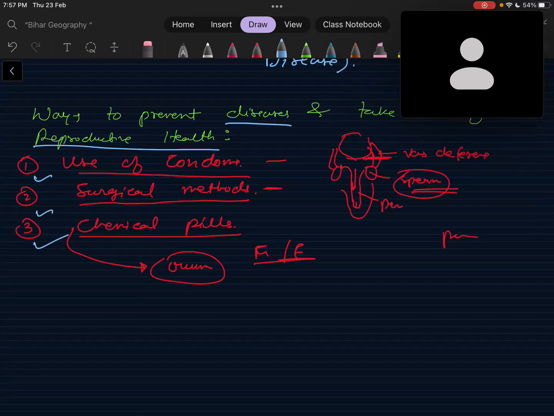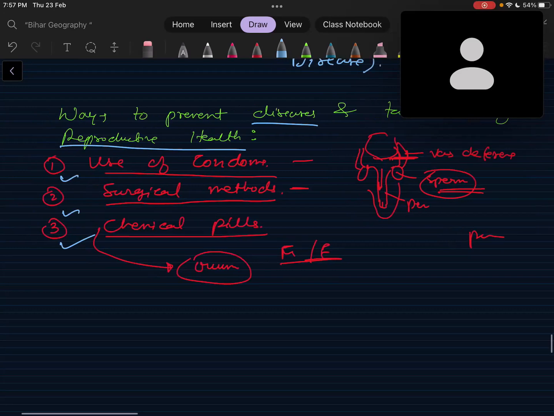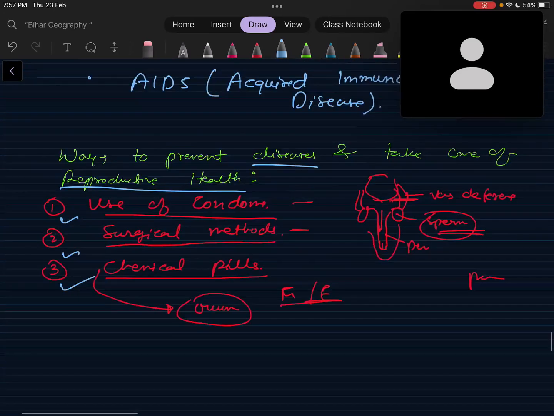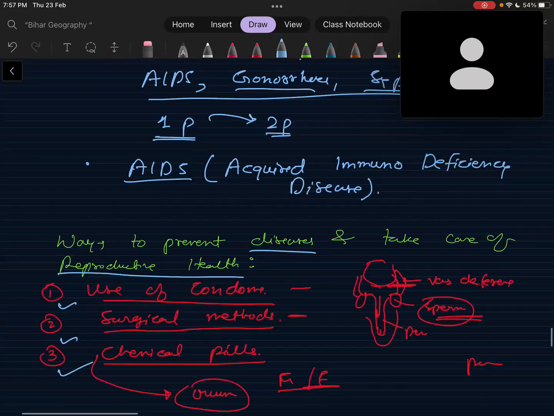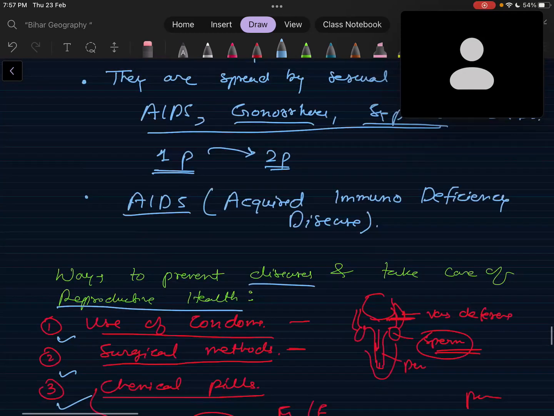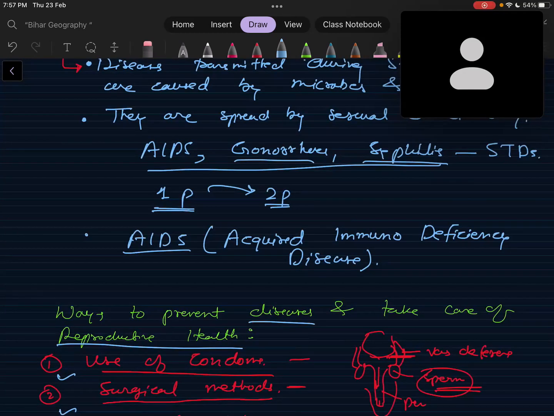The disease. Or the best way, if the person is infected with any of these three diseases like AIDS, gonorrhea, or syphilis, the person should undergo medication. The person should go under treatment. There are medical treatments for these diseases. But if there's a high chance, if another person is mating with his partner who has got these diseases, it's highly likely that he or she will catch these diseases. So it's better to avoid.